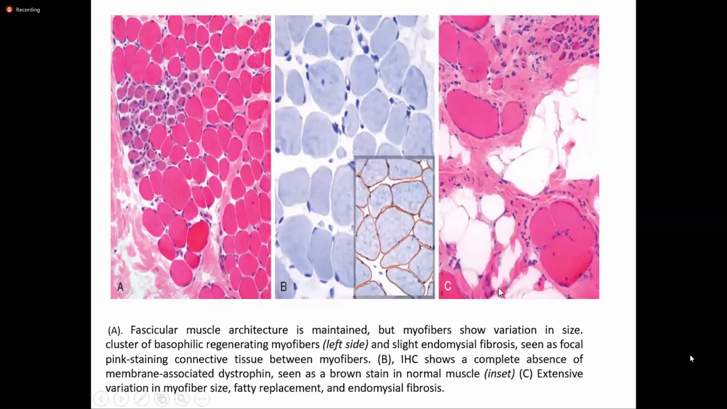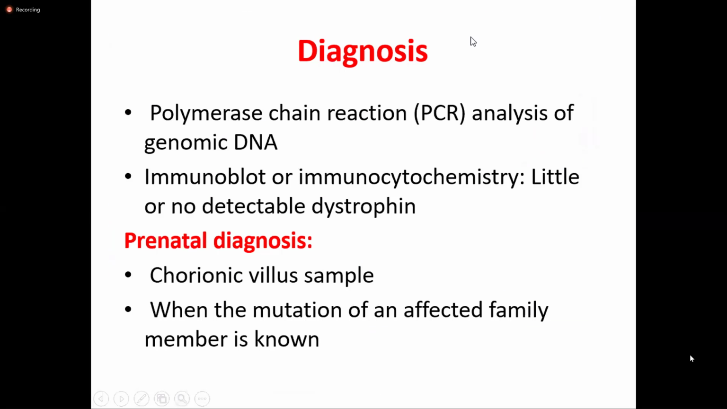Okay, ma'am. Diagnosis is done by PCR or by IHC, that is, the lack of dystrophin. So, if there is a positive family history, what can be done in the prenatal period? Chorionic villus sampling can be done, and the mutation can be checked. The dystrophin gene mutation can be checked in the family members.